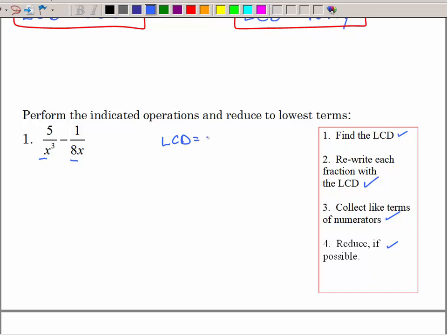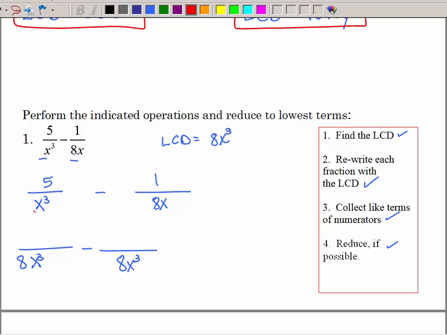Well, we have to have the 8, and then we have to have the x. Those are the two factors. And then we want to raise the factor to the highest power, so we would have x cubed. So 8x cubed is my least common denominator. So I'm going to write this where I have a little bit more space, and I suggest you do the same. So I want to write each of these with 8x cubed being the denominator.